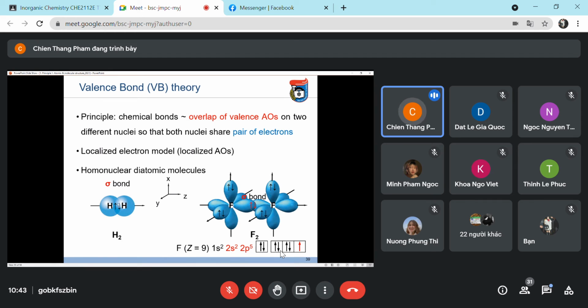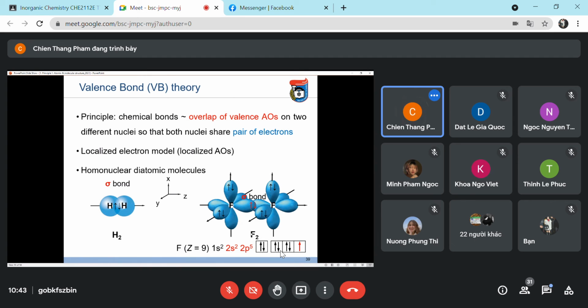So the sigma bond is the overlap with the electron density along the intermolecular axis. The intermolecular axis is the line connecting two atoms together. So this one is the intermolecular axis, for the hydrogen molecule.